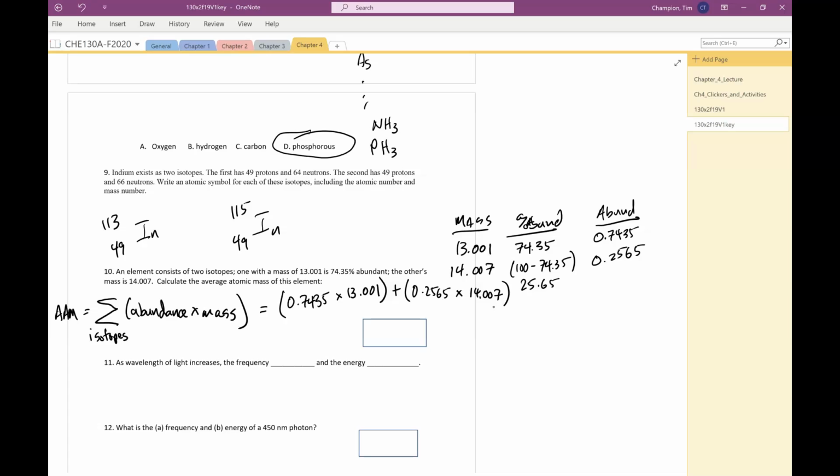All right, so I'm going to use the parentheses on my calculator to make this an easier calculation. So 0.7435 times 13.001, close that parentheses, and then add to it and open up another parentheses, 0.2565 times 14.007. Close that, and I get 13.25.